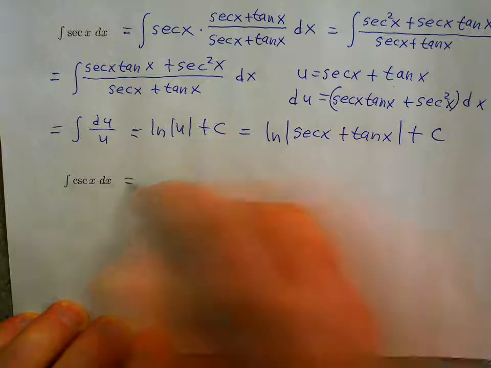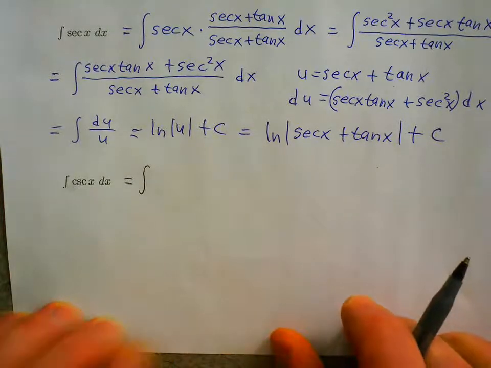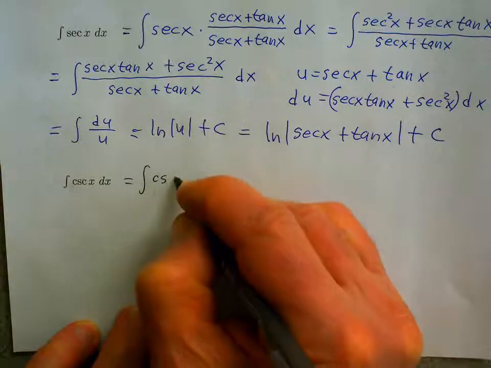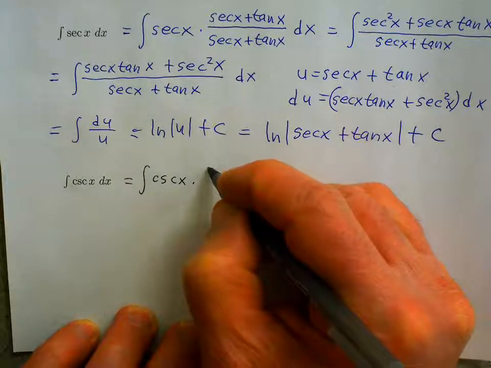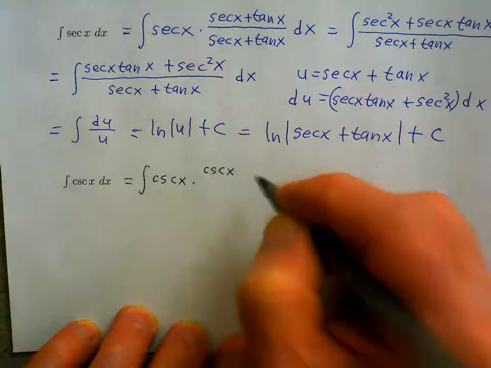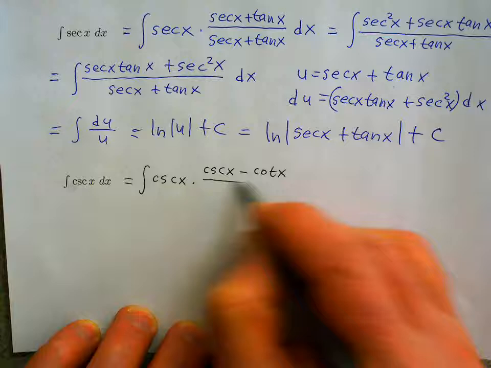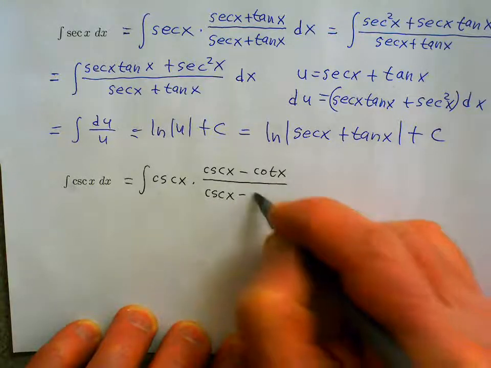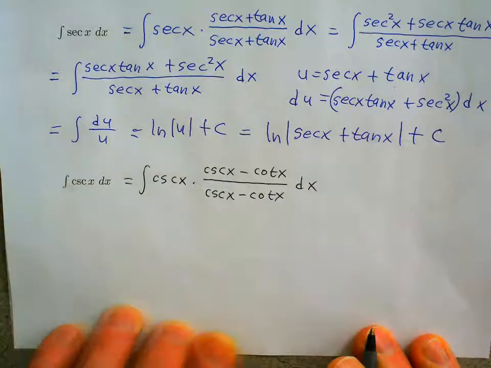To derive a formula for this, we do the same sort of thing that we did in the previous example. We multiply the integrand cosecant of x by 1. The form 1 takes is cosecant of x minus cotangent of x divided by cosecant of x minus cotangent of x. So we're just multiplying by 1.